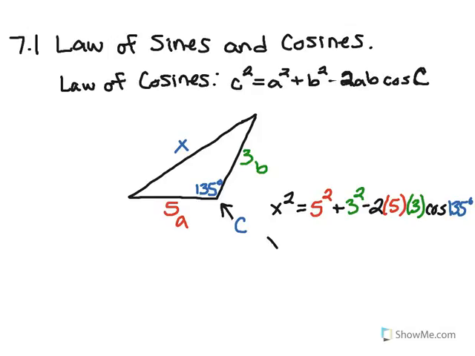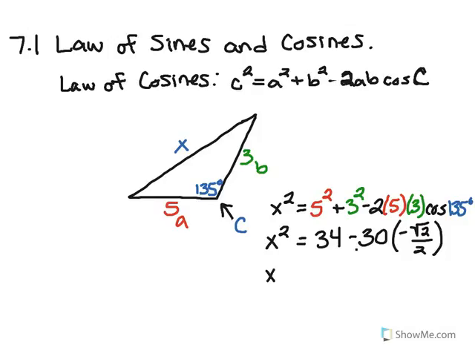Eventually what I get, after some simplification, is x squared equals, let's see, 5 squared would be 25, 9 squared is 9, so that gives me 34, minus 2 times 5 times 3, which is 30, and on my chart, I know that the cosine of 135 degrees is negative square root of 2 over 2. Okay.